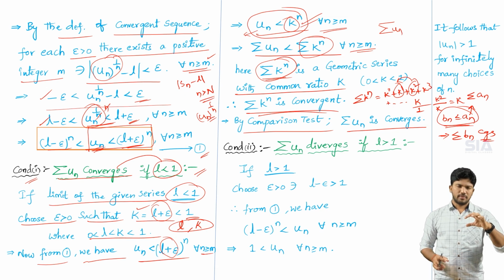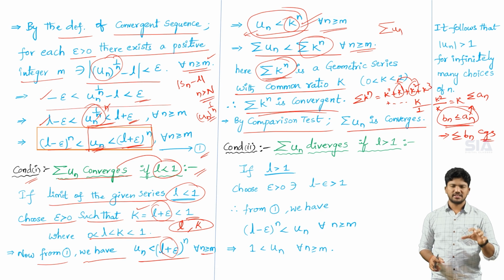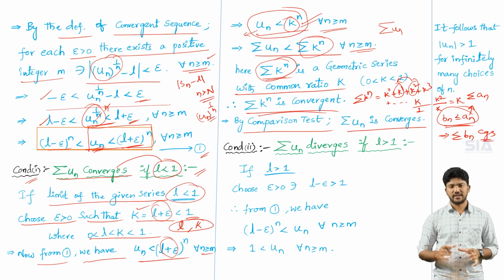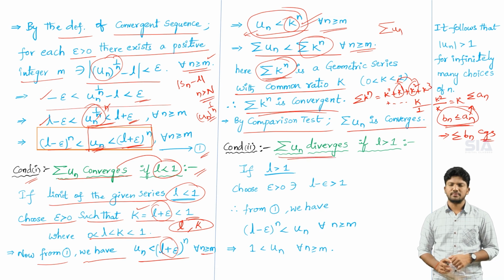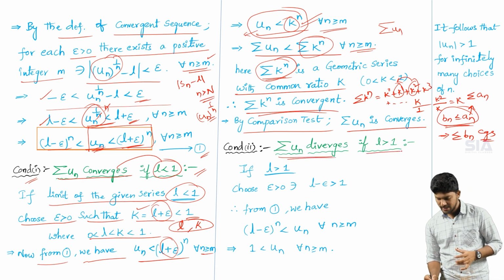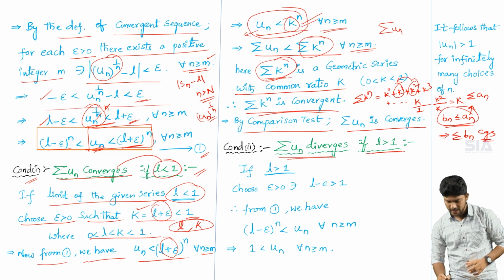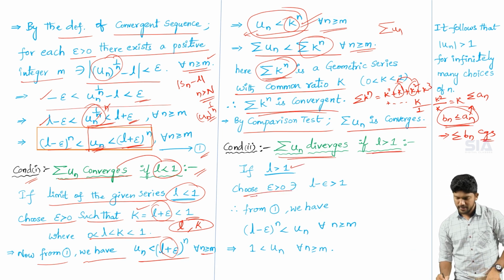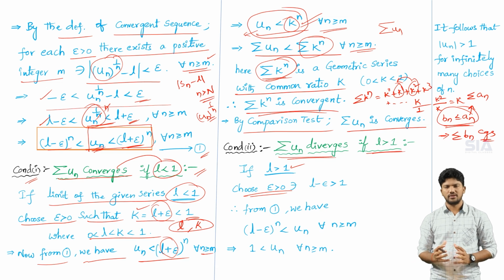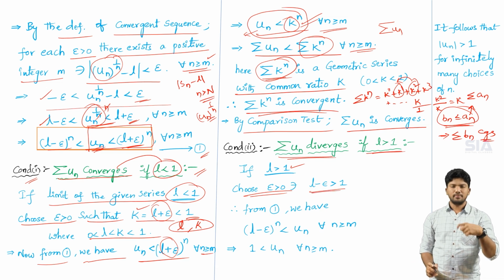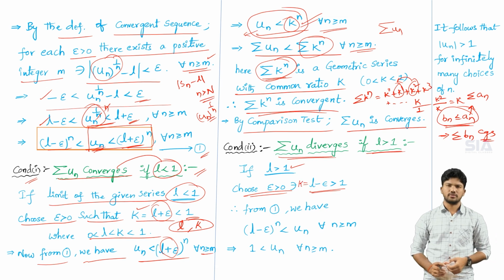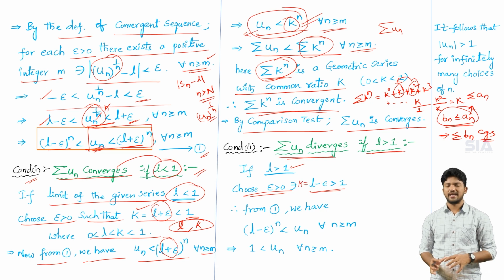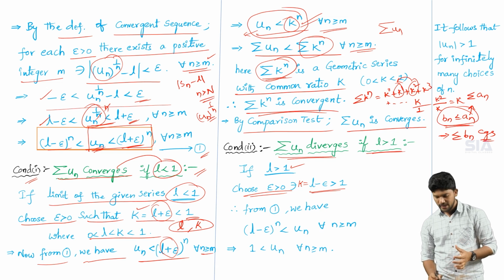So by using the comparison test we can prove condition 1, that summation u suffix n converges whenever the limit point L is less than 1. Now the second condition: summation u suffix n diverges if the limit point value is greater than 1. See here, if L greater than 1, then based on that limit point we can choose epsilon greater than 0 such that L minus epsilon is greater than 1. Let k equal L minus epsilon. That value is also greater than 0 since L is greater than 1.